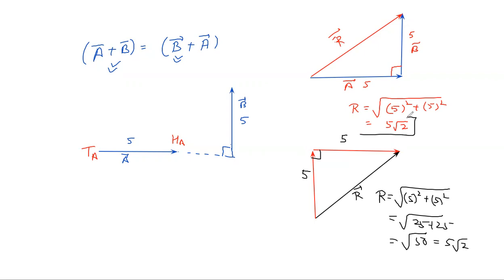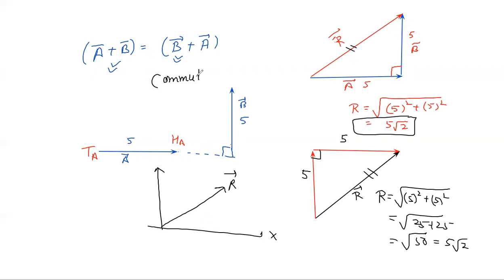In the first case it was 5 root 2, and this is also 5 root 2. And in both cases, see the direction of vector R. If this is the x-axis and this is the y-axis, in both cases the vector R direction is in this way. Okay, so directions are equal and magnitudes are also equal. So they follow the commutative law. Addition follows the commutative law. This is the condition for the commutative law.